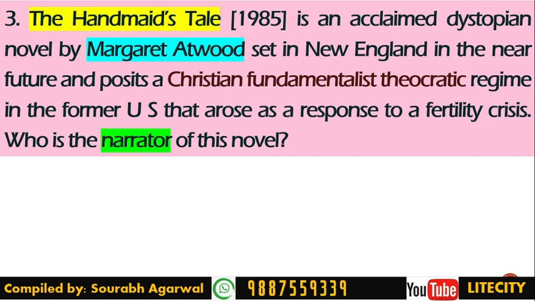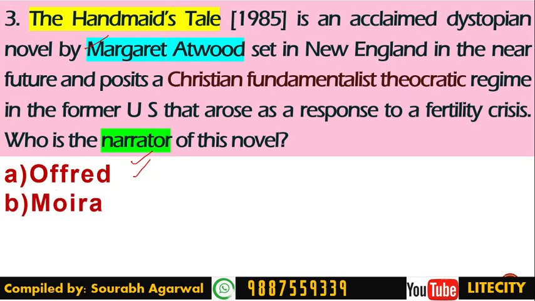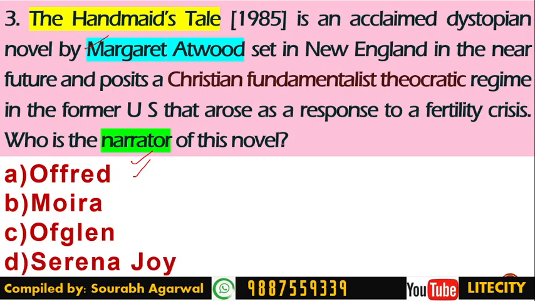Now you have to tell the narrator of this novel. Who is the narrator of this novel? Margaret Atwood is the writer, and it is written from a feminist point of view and beautifully presents, we can say, the dread of the future. And the options are Offred, one of the main characters of the novel, then Moira, then we have Auckland, and last one is Serena Joy.